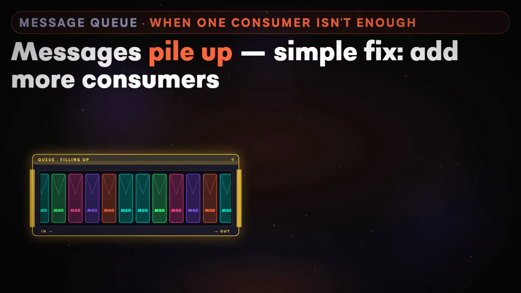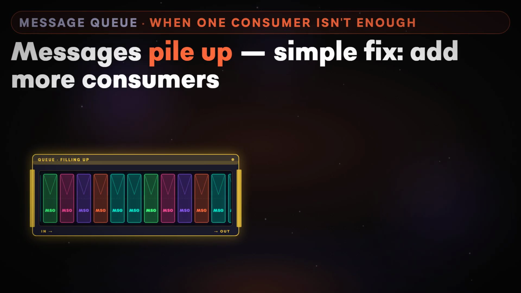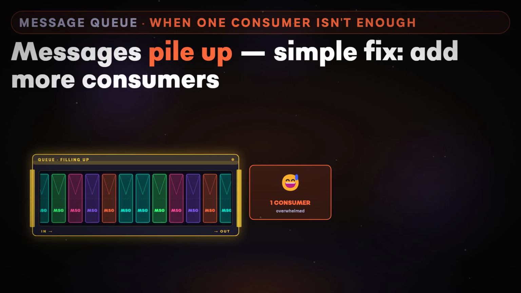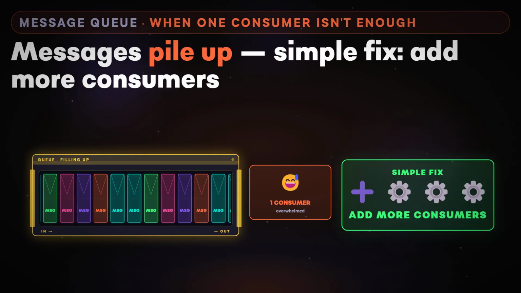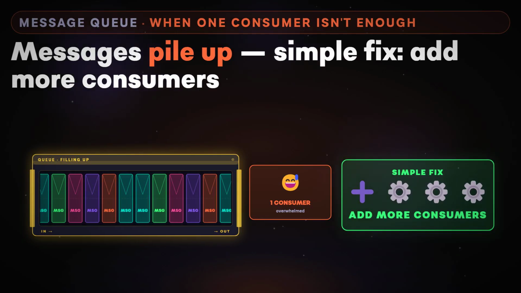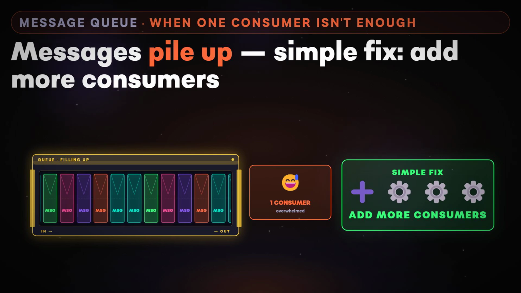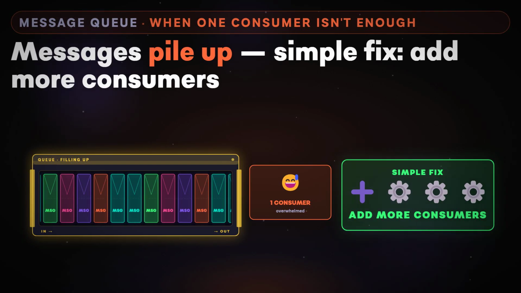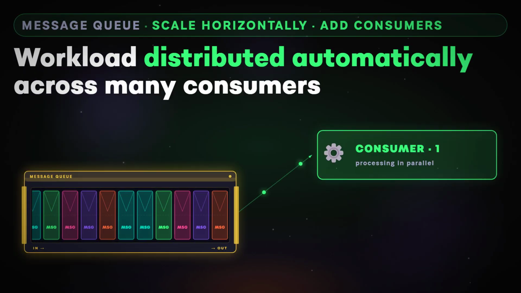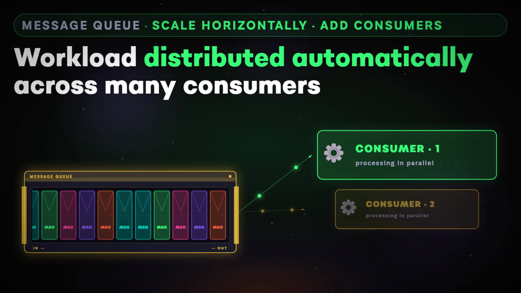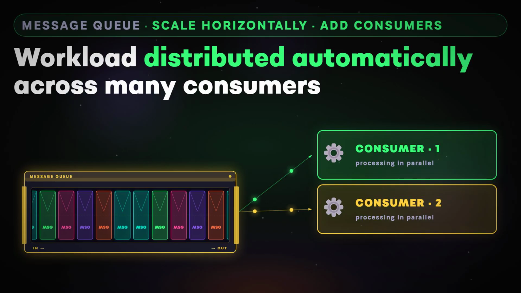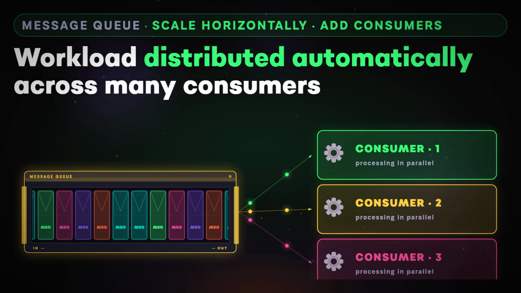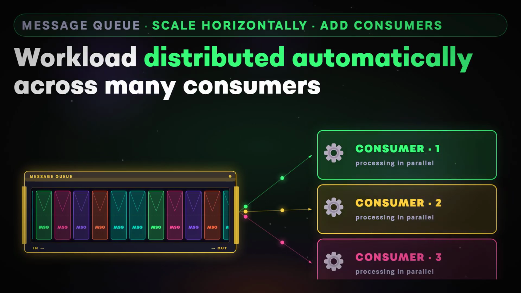Now imagine one email service is not enough. Messages are piling up. What can we do? Simple, add more consumers. Let's follow the architecture. The queue continues receiving messages, but instead of having a single consumer, we now have three consumers. Consumer 1 processes some messages, consumer 2 processes other messages, consumer 3 processes the remaining ones. The workload is distributed automatically.